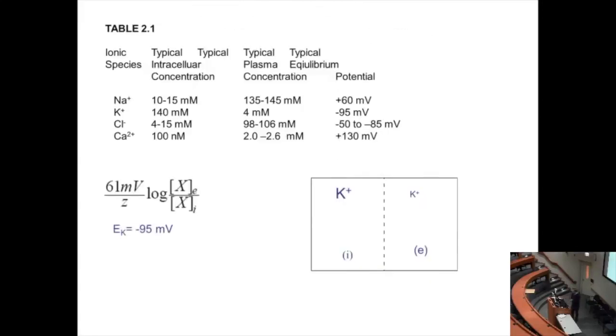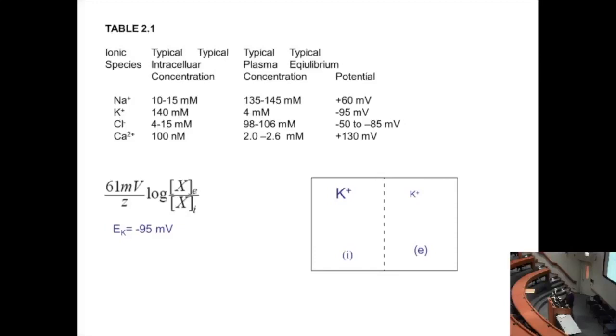So this table tells you what the typical equilibrium potential is for these four very common ions in your body across a typical cell. And you can calculate them all by plugging these numbers into the Nernst equation, and you'll get these numbers over here. And these are typical physiological concentrations.